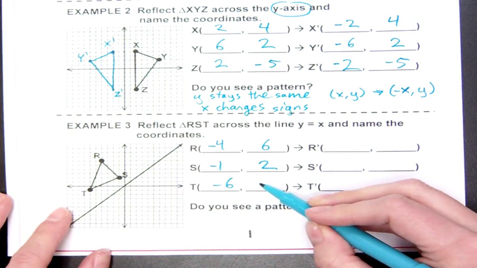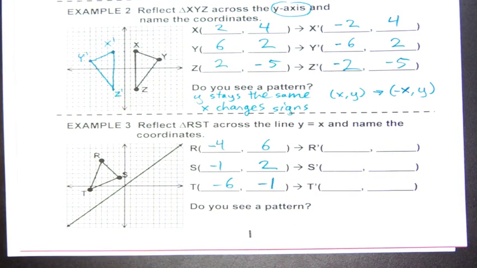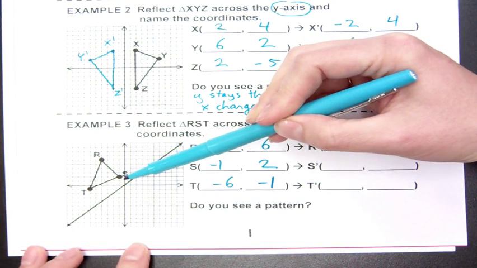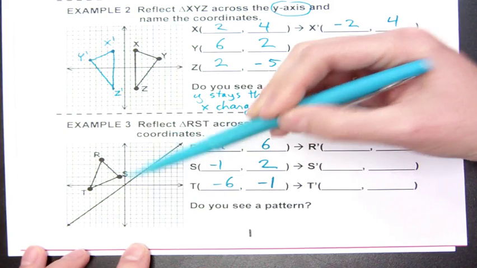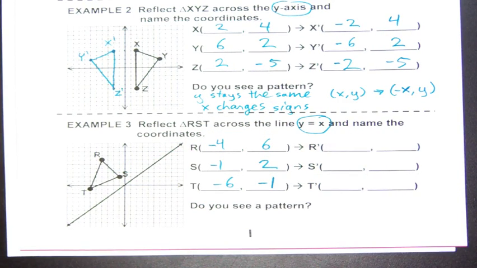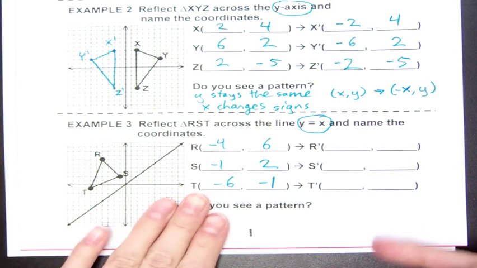Negative 6 and negative 1. Okay, so if I just look at this, if I'm reflecting across this line, y equals x, what's my new drawing going to look like? Yeah, it's going to be flipped diagonally this way, right?